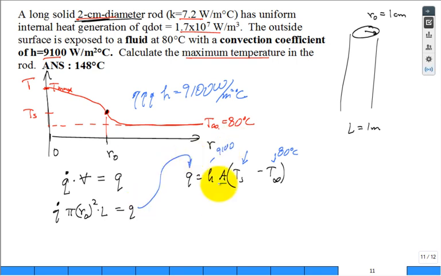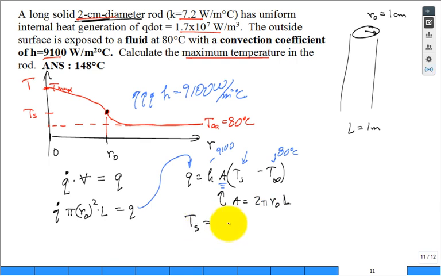What about this area? This area right here. It's that outer convective area, this outer surface area. Is that 2 pi R naught L? Is that what that is? 2 pi R naught L? Sure. And so, again, that L picked to be 1 meter. Then remember, we're doing everything per length of 1 meter. So this allows me to calculate TS.